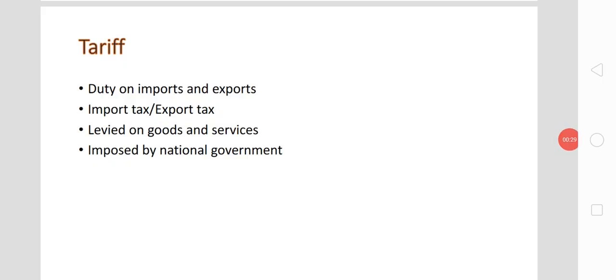Before going into the types of tariff barriers, let's look at what tariff means. Tariff is the tax on import and export of commodities and services. This is also called the duty, import duty or export duty, or import tax or export tax, levied on goods and services. This is imposed by the national government or central government, not by the provincial government or state government. So the tariff is the import duty or export duty imposed by the national government, levied on goods and services.